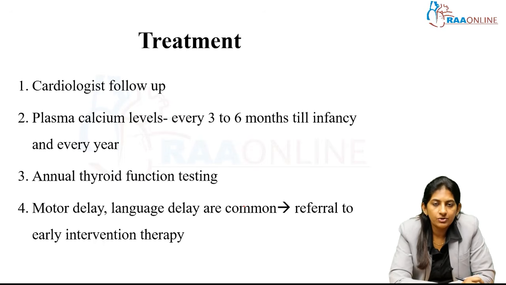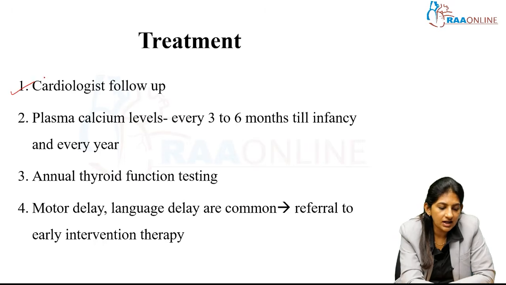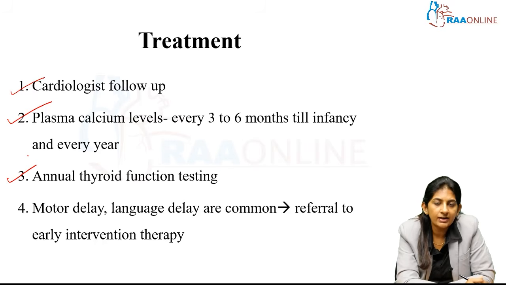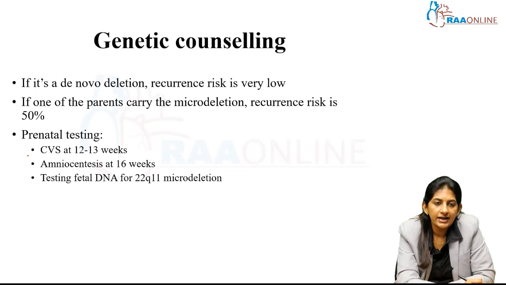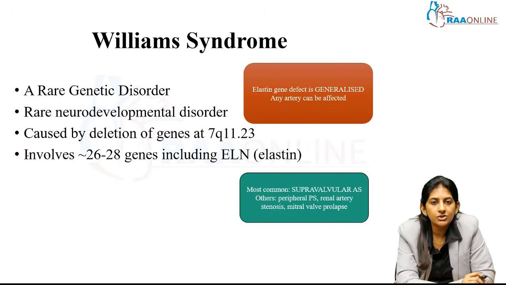So for these children, of course, stem cell transplant is curative. Till then, for cardiac anomalies, cardiologist follow up. You take plasma calcium levels, and if it is low, calcium supplements have to be given. Thyroid function testing has to be done, and for developmental delay, for motor delay, referral for early intervention. And usually these single gene or single gene deletion disorders are de novo entities, and the recurrence risk is quite low. So coming to another disorder, which is Williams syndrome.